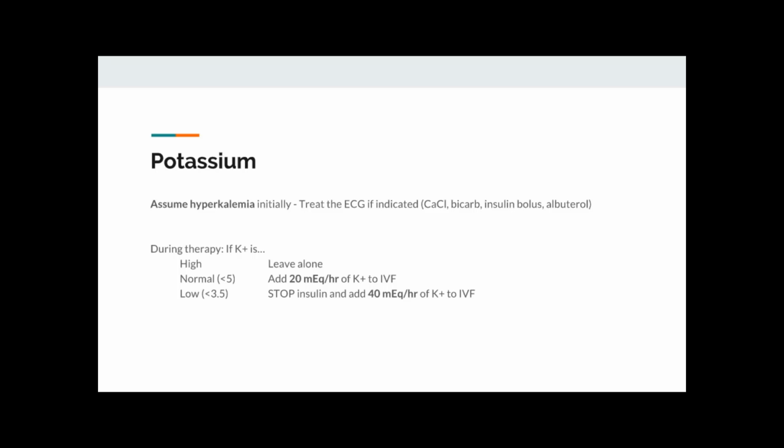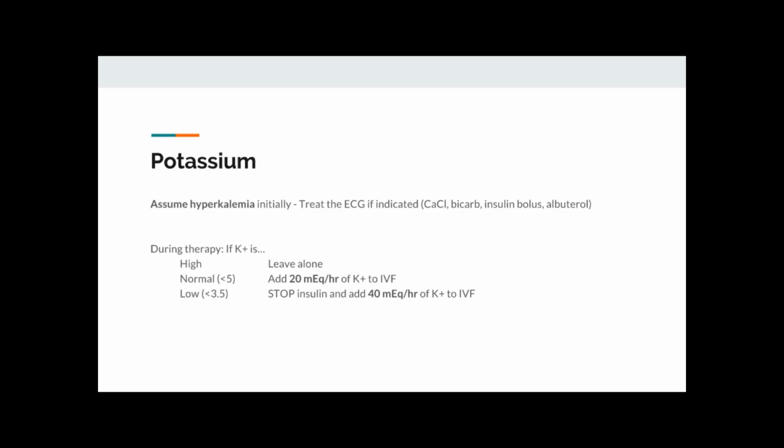Now, if it's not crazy hyperkalemic, then during our therapy, we have to watch for hypokalemia. Right? Because like we talked about, once we start giving insulin, we're dropping potassium into the cell, we induce hypokalemia. So what I do is, if your potassium is high, so greater than 5, leave it alone. If your potassium is normal, between 3.5 and 5, then I add potassium to my fluids, about 20 milliequivalents. And if it's low, then I stop the insulin, and I add 40 milliequivalents.